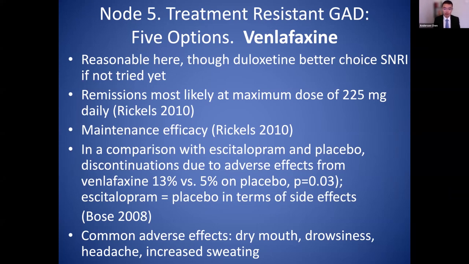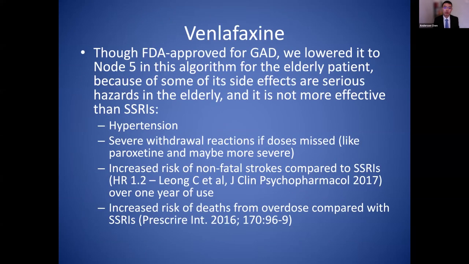In comparison with escitalopram and placebo, discontinuation due to adverse effects from venlafaxine was 13%, while placebo and escitalopram were like 5%. Common adverse effects: dry mouth, drowsiness, headache, increased sweating. So although it is FDA approved for GAD, for the elderly patient, we lowered it to note 5 because of the side effects, and we think it's not something we want to tolerate, and it's not more effective than an SSRI.